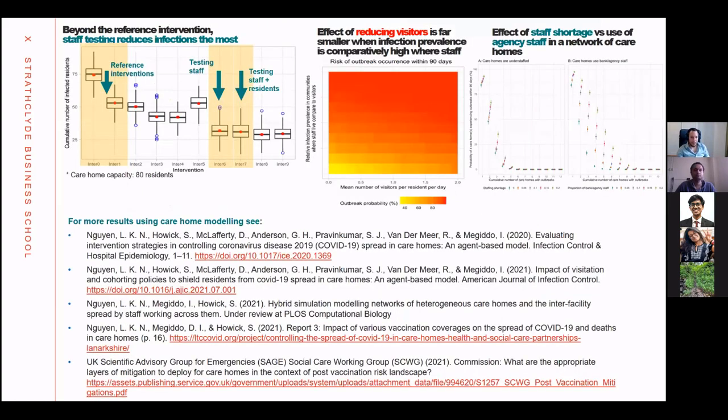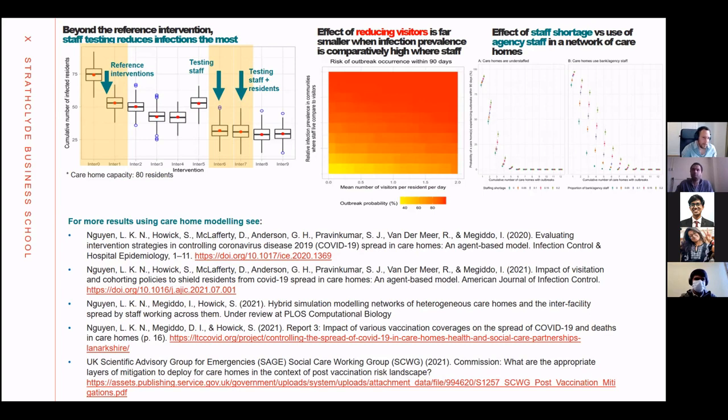Similarly, for the case of care homes, I have a list here. I can send the slides afterwards, if you're interested, you could get the slides as well. This is just a few outputs from our care home models. The one on the left here is looking at different testing strategies or different interventions within a single care home, and trying to evaluate which ones are most effective.